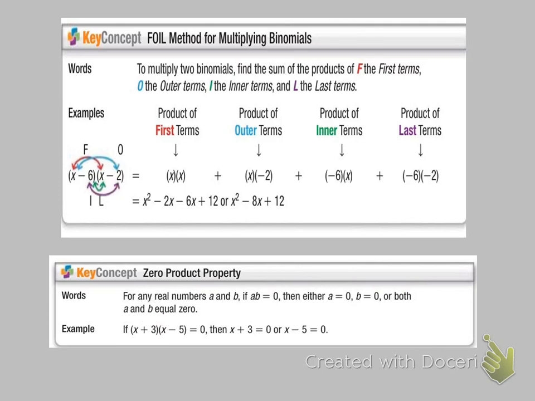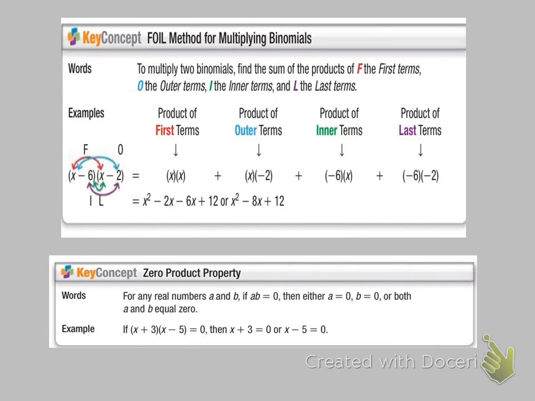It's one of the most, how do I want to word this? Most useless, important properties you ever write down. Which sounds oxymoronic, doesn't it? But it's true. It's called the zero product property. For any real numbers A and B, if A times B, now listen to this part, if A times B equals 0, then either A is 0 or B is 0 or they're both 0.